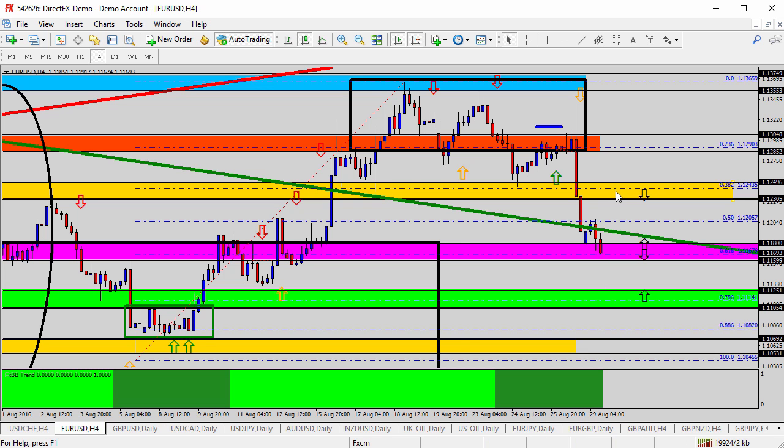Otherwise, waiting for it to either rally back to the yellow zone, break the pink zone to go down, and watching for clues and evidence that maybe the buyers become more interested in this currency pair to drive it back higher again for the euro dollar this week.